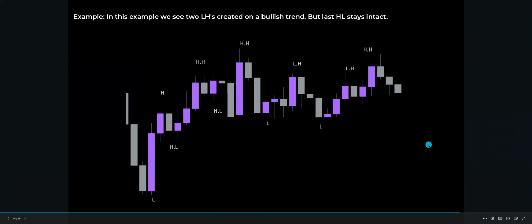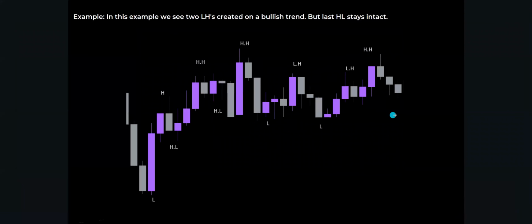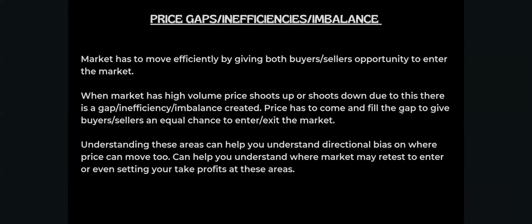That's your complex pullbacks. So a very important concept that you've got to learn is price gaps. We also call this inefficiency or imbalance. The market has to move efficiently usually, and the reason is it needs to give both the buyers and the sellers opportunity to enter the market. So when the market has a lot of high volume and price shoots up or shoots down, there is a gap created in the market, an imbalance.